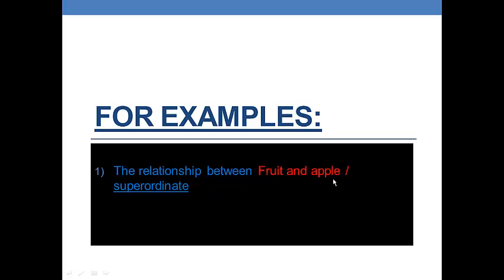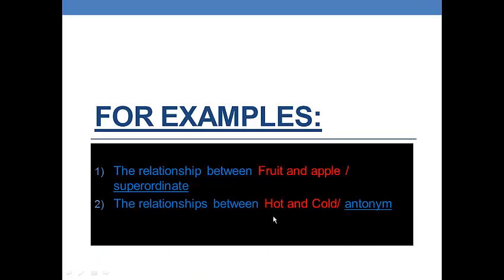And you will be clear in the next video about superordinate. I promise to do it. Okay, thanks. And now we go to example number 2. We're talking about the relationship between hot and cold, or short and long, or light and dark, or night and day, or new and old, or young and old. In technical or linguistic terms, it's called antonym.